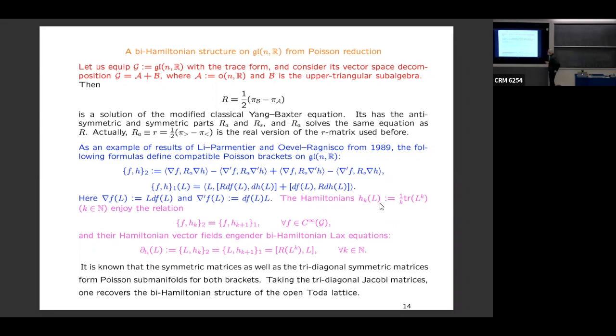And then the property of this R matrix is that its antisymmetric part, which is actually the standard R matrix, satisfies the modified classical Yang-Baxter equation, with the same right-hand side. In such a situation, Li and Parmentier and Oevel and Ragnisco discovered some long time ago that, in addition to the linear R-matrix Poisson bracket, or Adler-Kostant-Symes or Semenov-Tian-Shansky, you can write a quadratic bracket, which contains the symmetric part of this R matrix and the antisymmetric part.